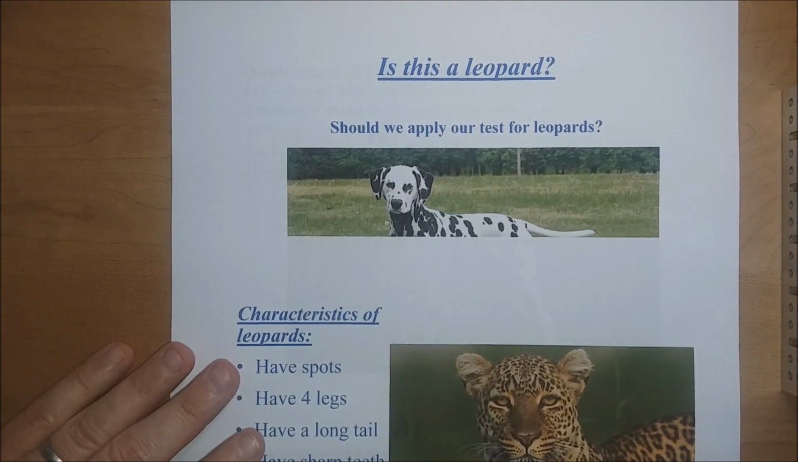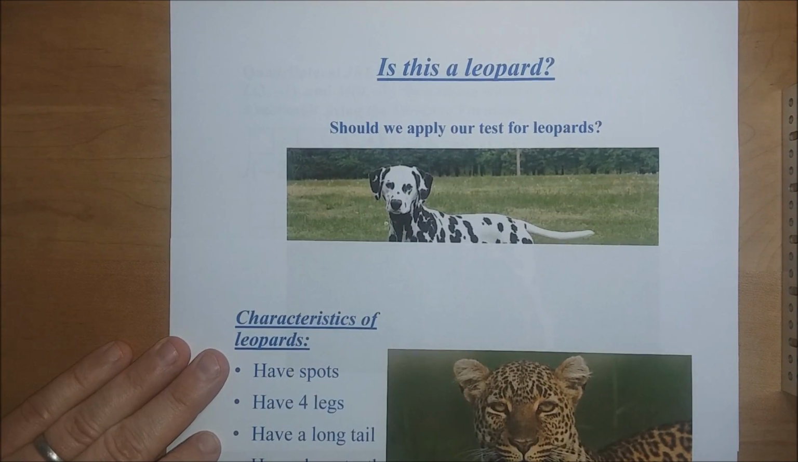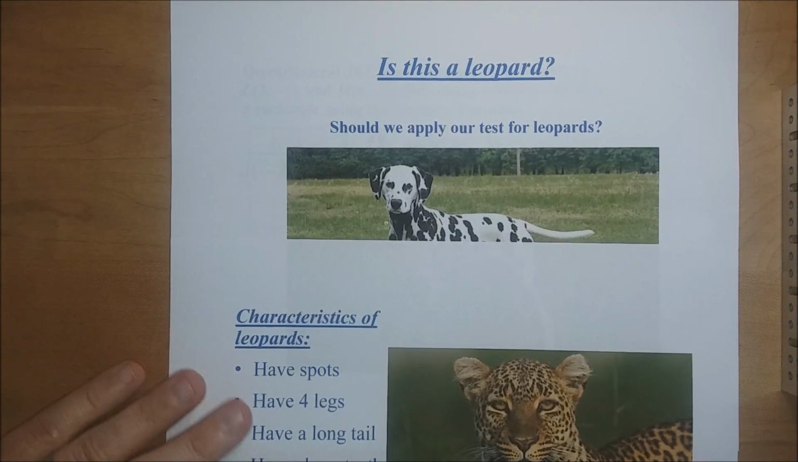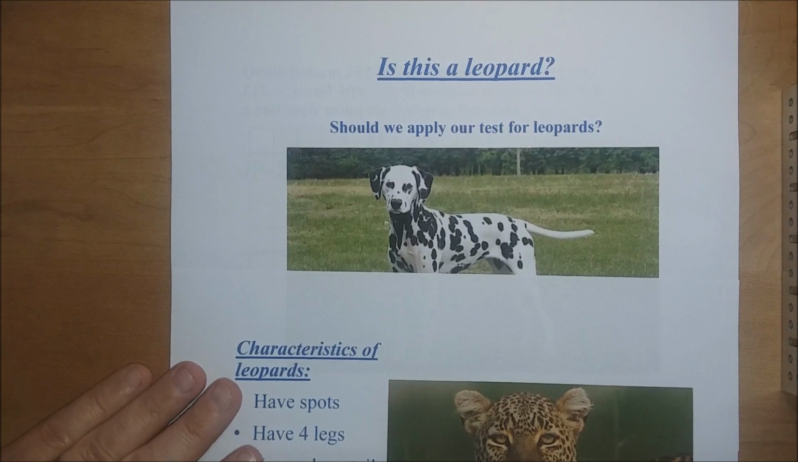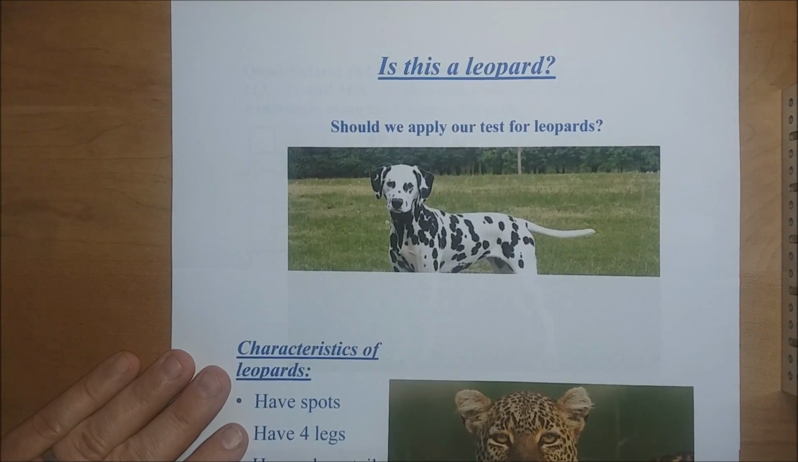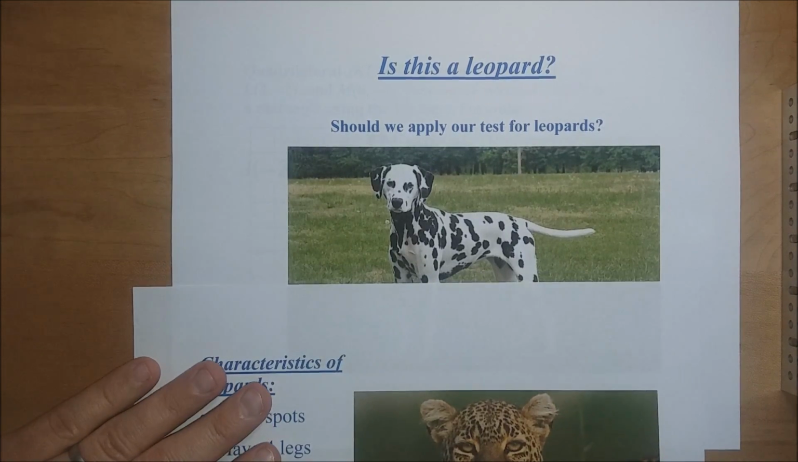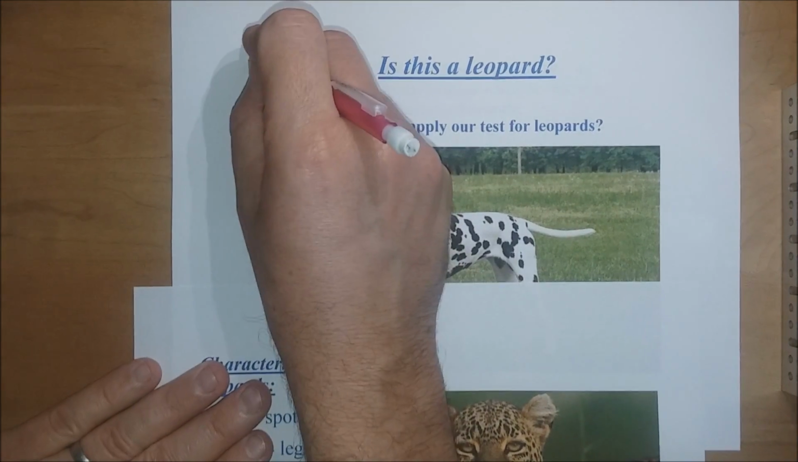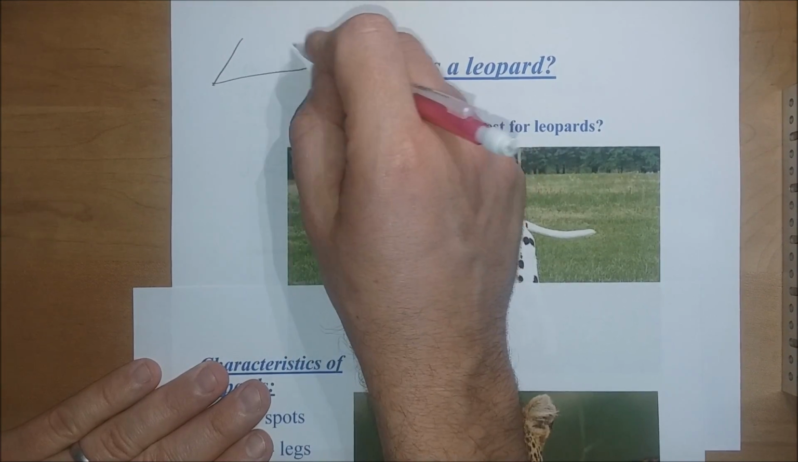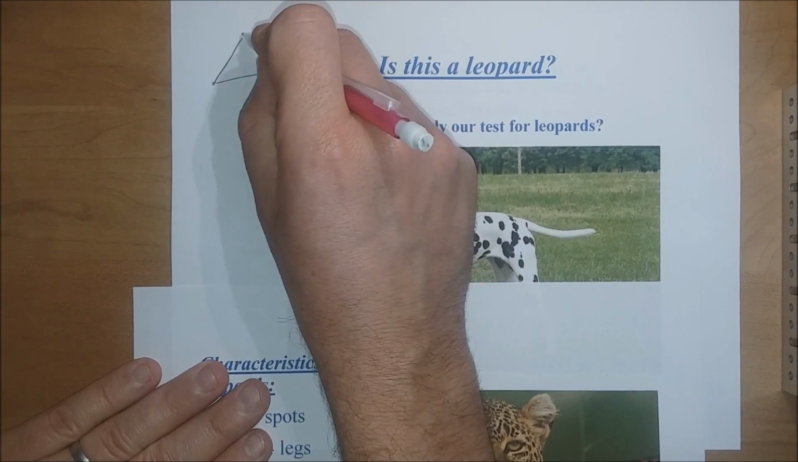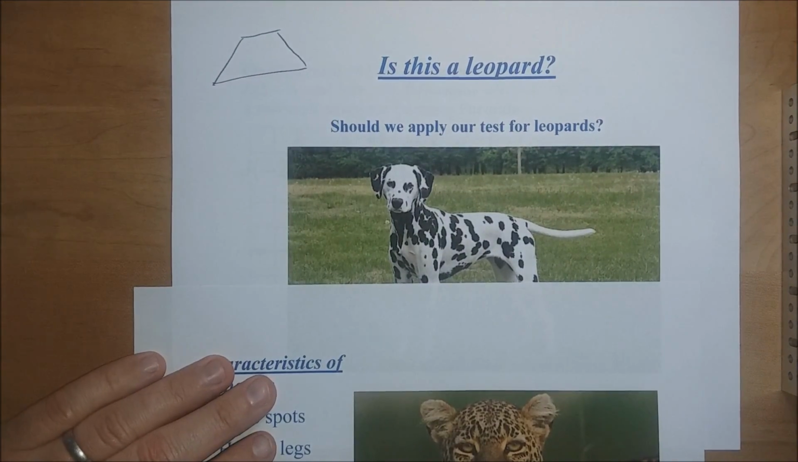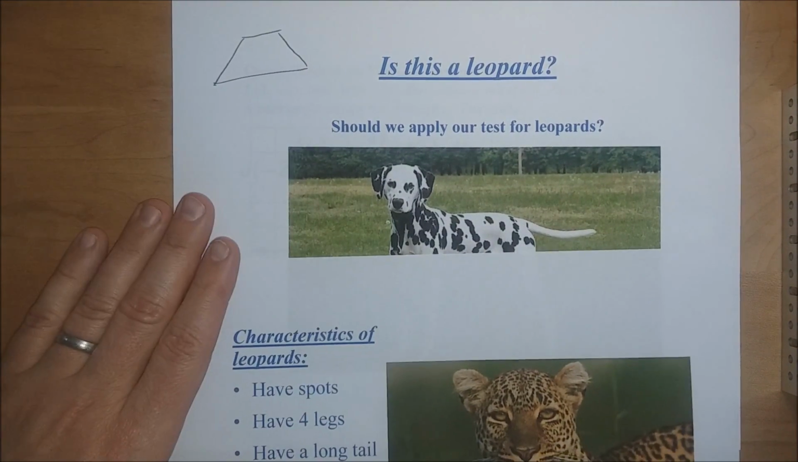The question here is, should we bother applying our test for leopards if we haven't first asked ourselves an important question about this animal? Is this animal a cat? If your animal is not a cat, don't bother testing to see if it's a leopard. And likewise, if your quadrilateral is not a parallelogram, don't bother testing to see if it's a rectangle. If it's not a parallelogram, it can't be a rectangle.